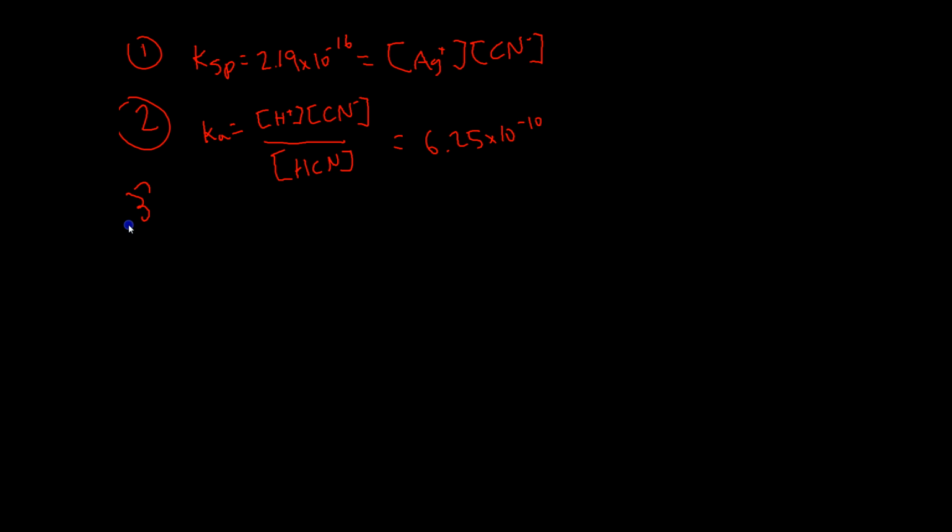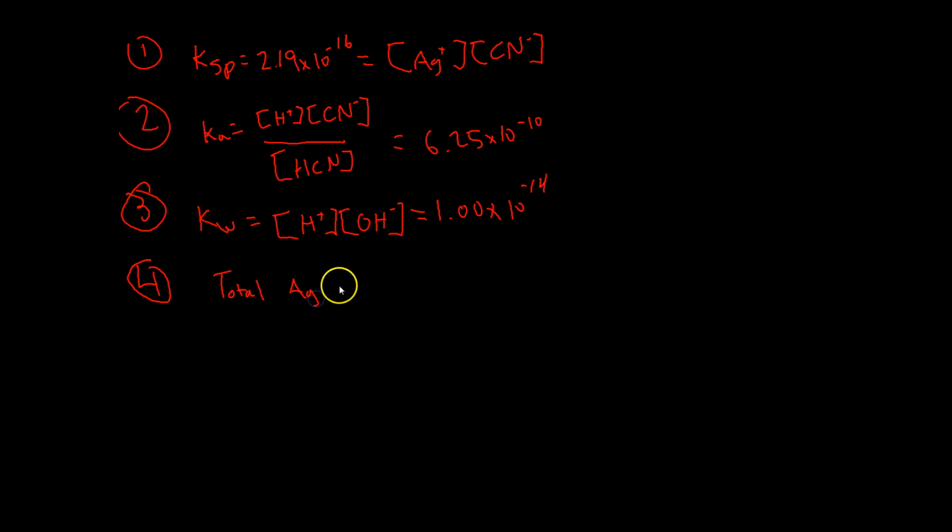We have our Kw, which is an old friend of ours at this point. That's H plus times our hydroxide, and that is equal to, as we all know by heart, 1.0 times 10 to the minus 14. And then we can set up a couple things. We can think about our mass balance. We know by definition that every time we dissolve silver, we're going to produce cyanide. So your total silver must equal your total cyanide species. There's only one form of silver that we're considering here, silver plus, and there are actually 2 forms of cyanide: our cyanide, and our hydrogen cyanide.